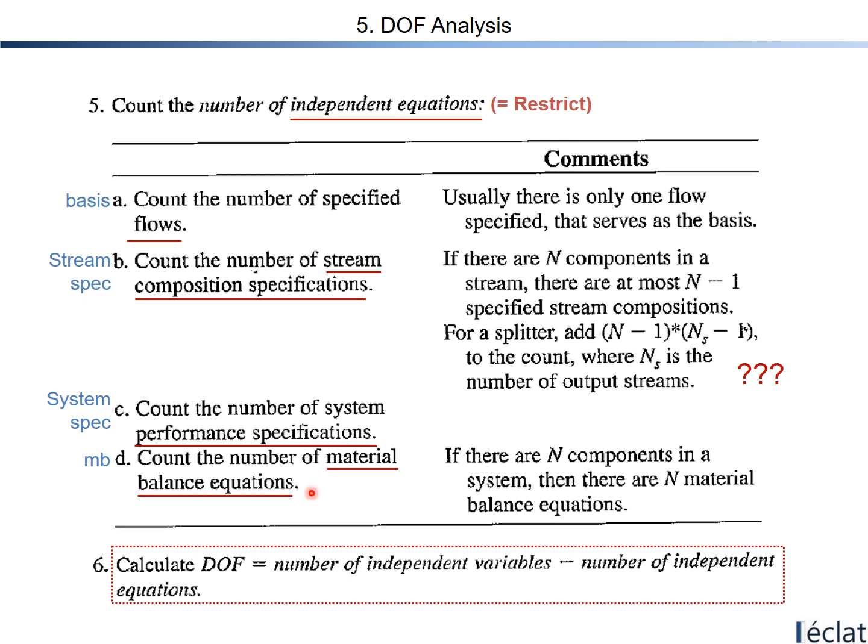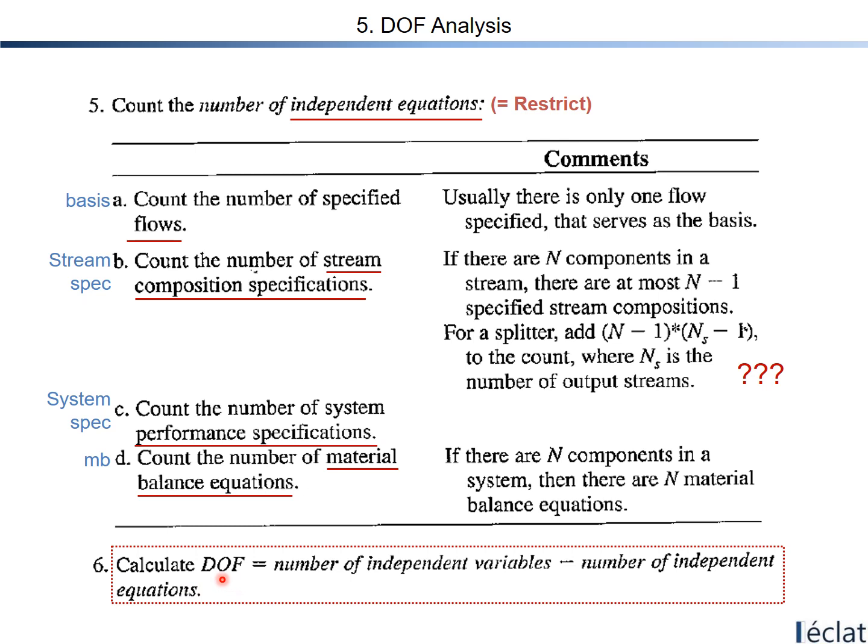In my strategy, in step C, I have considered the material balance equations first. If there are n components in a system, then there are n material balance equations. We did it in the process calculations. And then let's go to step 6.